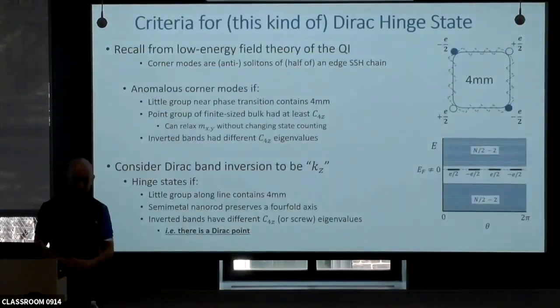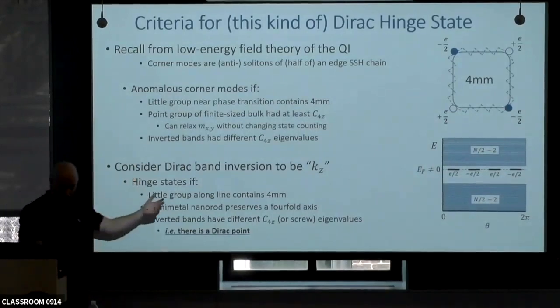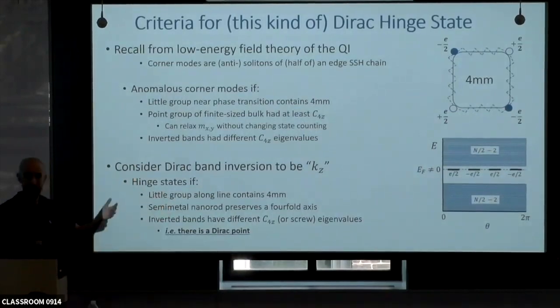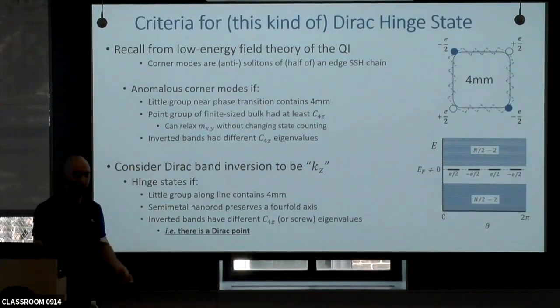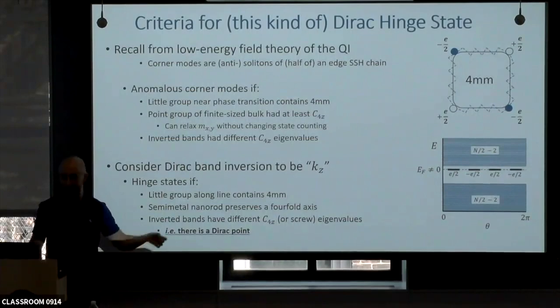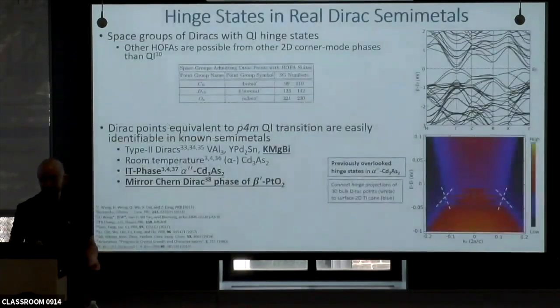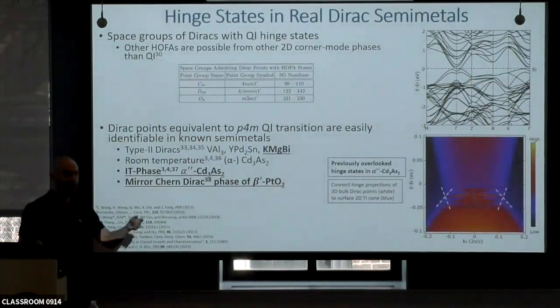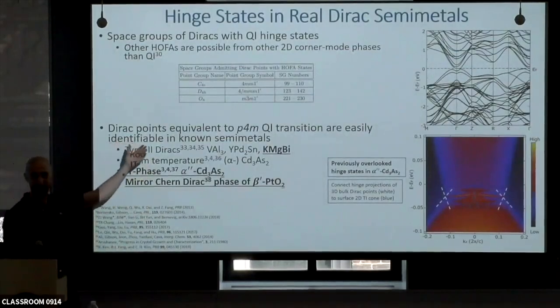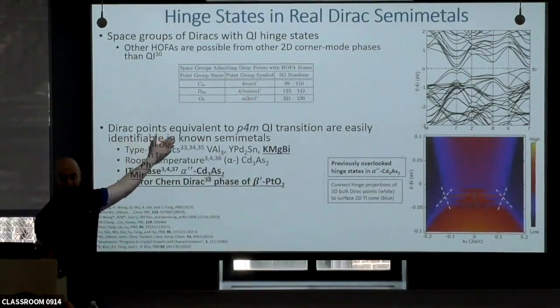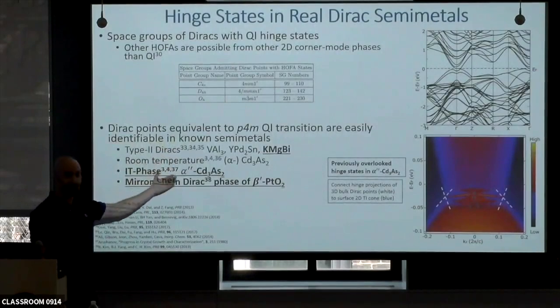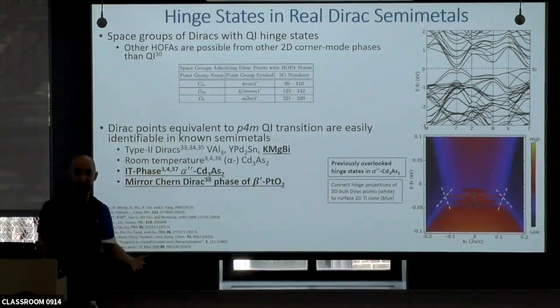So anyway, these criteria can be applied to search for these hinge states in real materials, and it turns out that all you need to look for are basically Dirac points along lines of M symmetry. They all satisfy the criterion. And as I said, there's other criteria, so just focusing on the ones that come from the quadrupole, I get this very large list of space groups and very large list of Dirac semimetals that have hinge states. And if we expand it to other states of the corner modes, we probably get the rest of them.